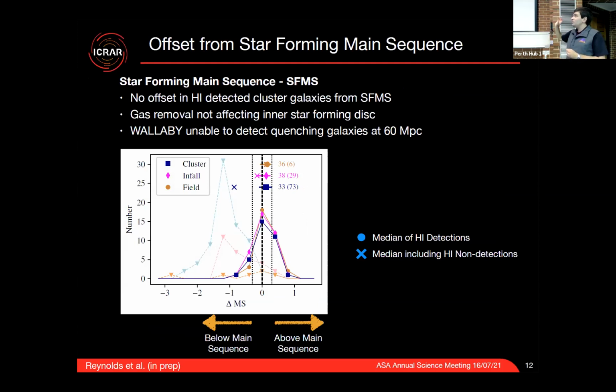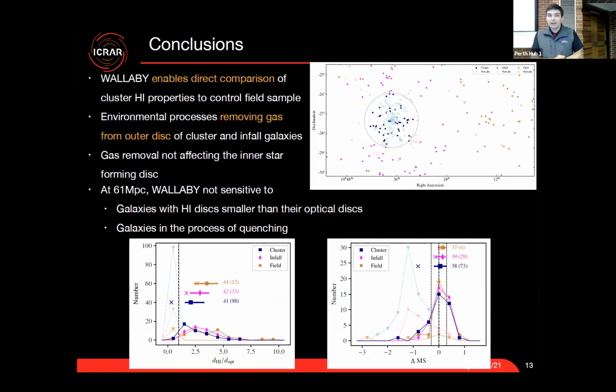So this is just saying, as I showed a few slides ago, that Wallaby is detecting star-forming galaxies, and as a result, the gas is just being removed from the outskirts of the galaxy and is not yet affecting the star-forming inner disk. So just some conclusions. Wallaby is fantastic for enabling direct comparison between different environments using uniform observations. We find in these observations that the cluster is affecting the gas properties. So it's likely environmental effects removing gas from the outskirts, but not affecting the inner star forming disk.